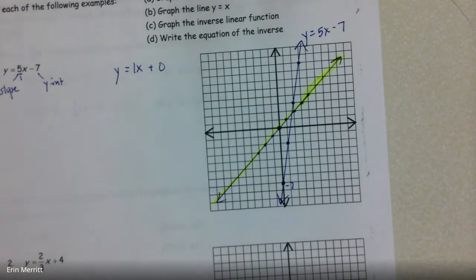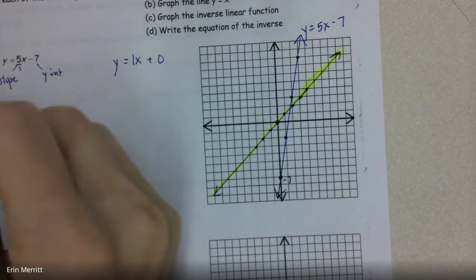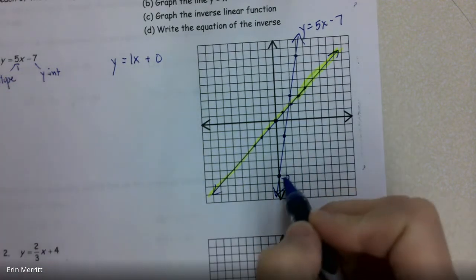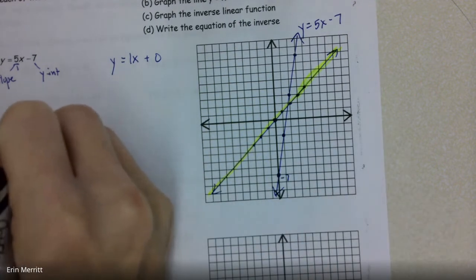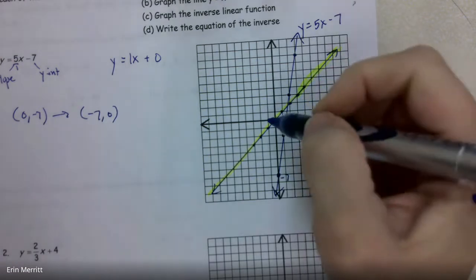Graph the inverse. You choose. You can rearrange the equation first and then graph it, or you could just pick a couple of pretty points that are on the line and graph those first. So I'm going to grab a couple of nice points here. So I know the y-intercept is at 0, -7. So that's going to go to -7, 0.